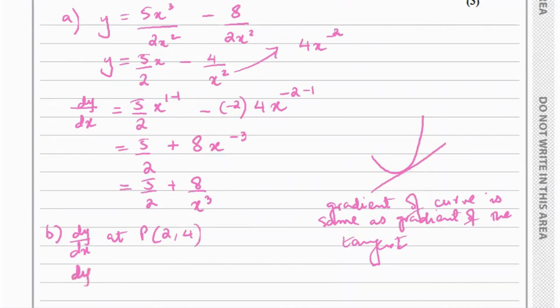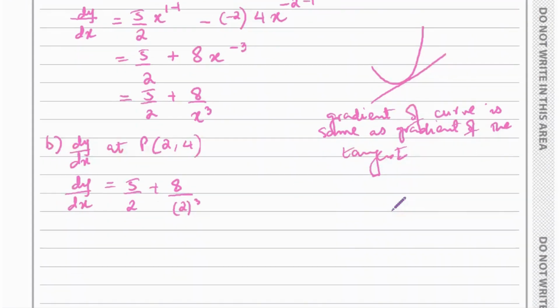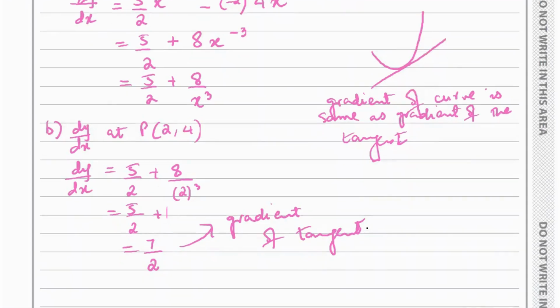So you substitute x equals 2: 5 over 2 plus 8 over 2 cubed, which is going to be 5 over 2 plus 1, and that is 7 over 2. This is your gradient of the tangent. We have a point that lies on the tangent. We have the gradient, so we can easily find the equation of the tangent.